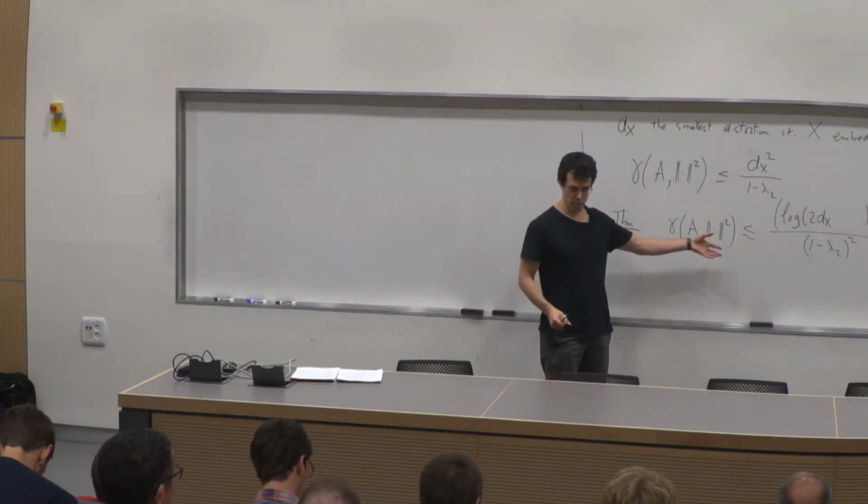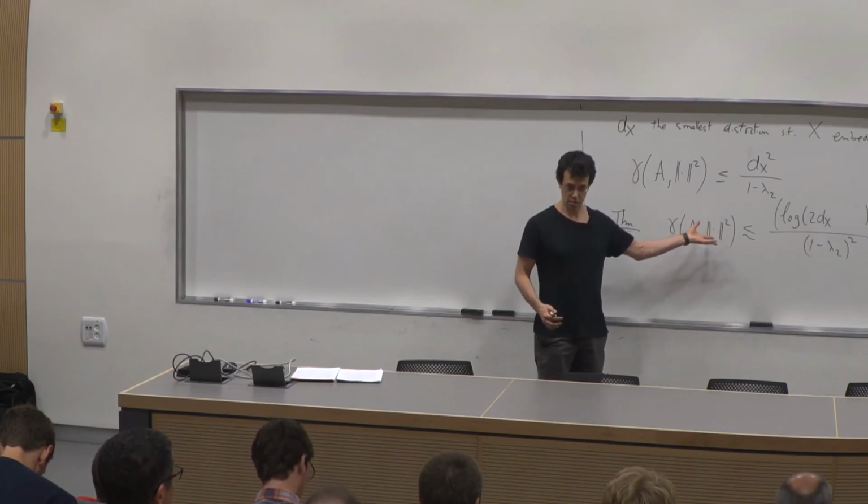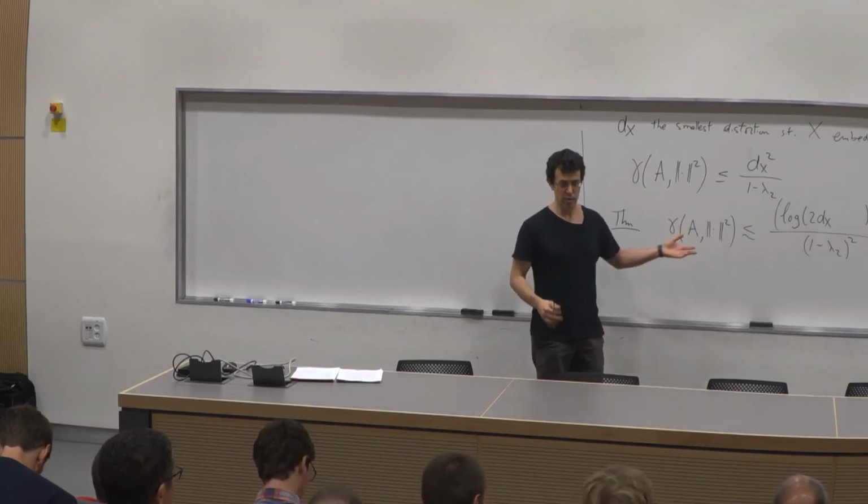On the other side, gamma A of the norm, whatever the norm is, this is the metric. You're looking at the spectral gap relative to this abstract norm.